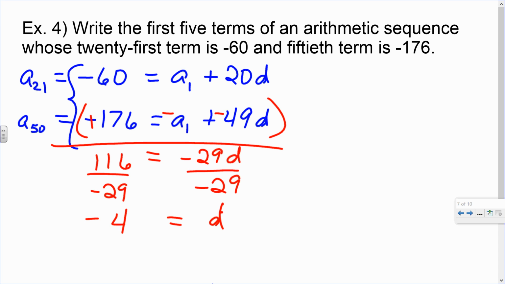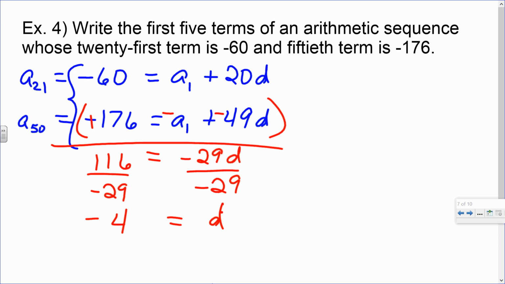Okay, so now I know D. What am I supposed to do with this? I'm supposed to get the first 5 terms. How am I going to know where to start? How do I come up with A1? I got to start writing down my list. How am I going to get there? Should see more hands going up. How do I get there? Benjamin, what do I need to do? So plug it into one of those 2 equations and solve for A1.